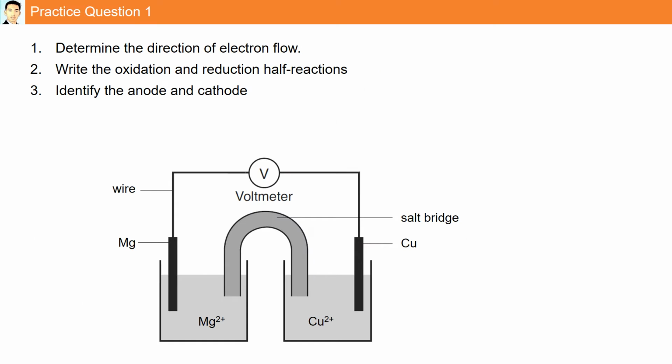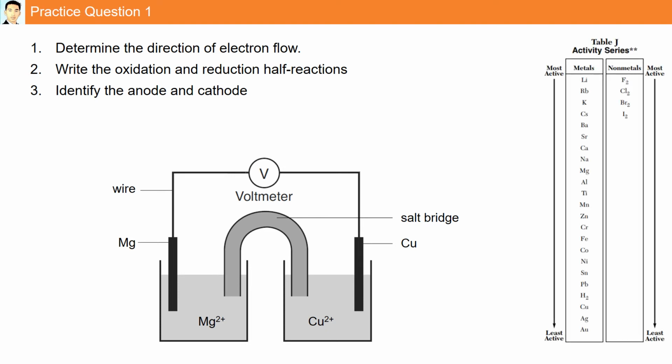Practice question 1. In a voltaic cell below, determine the direction of electron flow, write the oxidation and reduction half reactions, and identify the anode and cathode. Here we have a magnesium and a copper electrode. Using reference table J, we identify that magnesium is above copper. Therefore, electrons are going to flow from the most reactive to the least reactive. It's going to go from the magnesium to the copper. Electrons will flow from the magnesium to the copper.